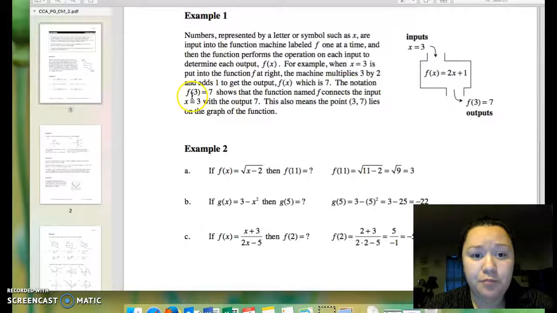So the notation f parentheses 3 equals 7 shows that the function named f connects the input x equals 3 with the output 7. Okay, so when I plug in 3, I get out 7, and I see this new notation representing that. This also means that (3, 7) lies on the graph of the function. Okay, I know that (3, 7) is a coordinate point, and I remember that just like equations, you use coordinate points to plot an equation on an xy plane. So this just means that just like equations, I can graph functions.